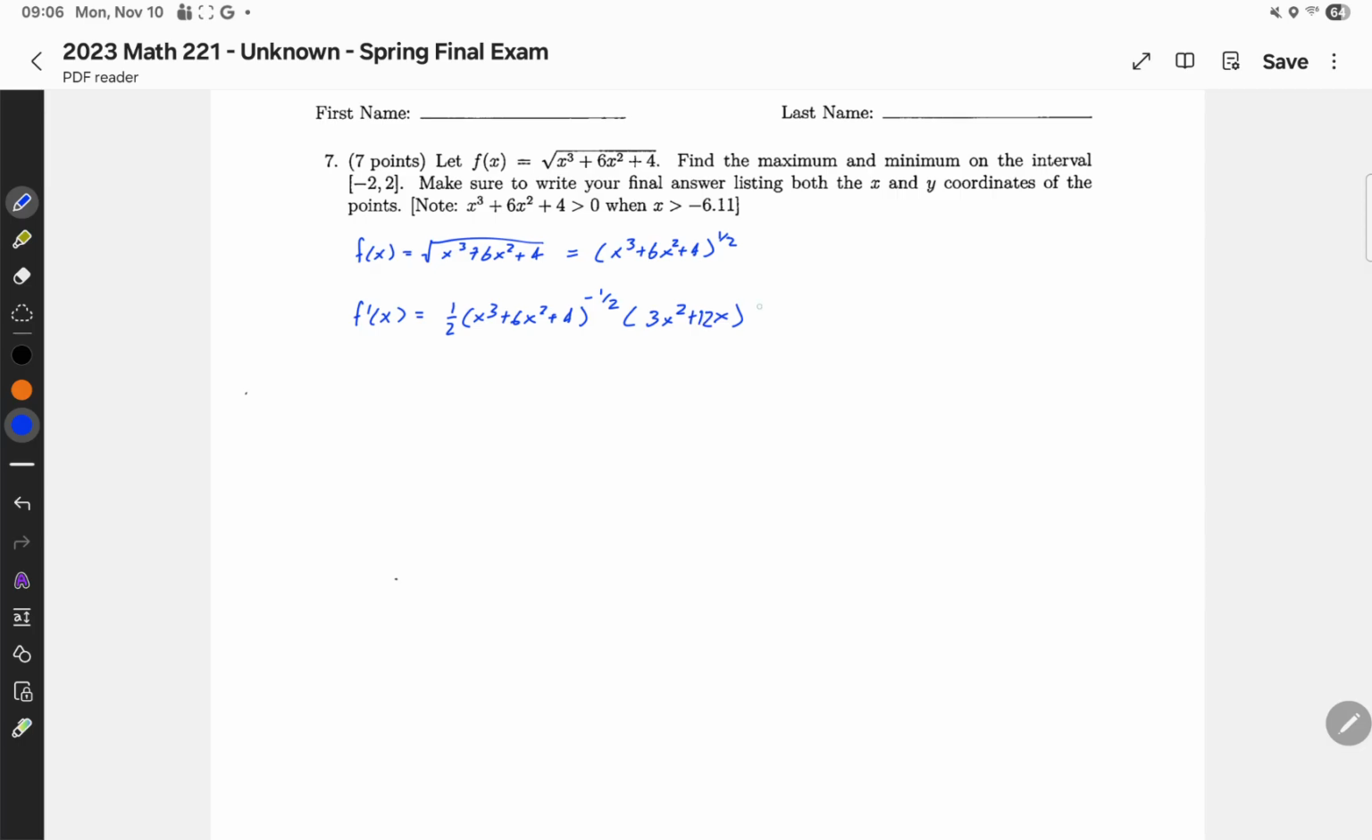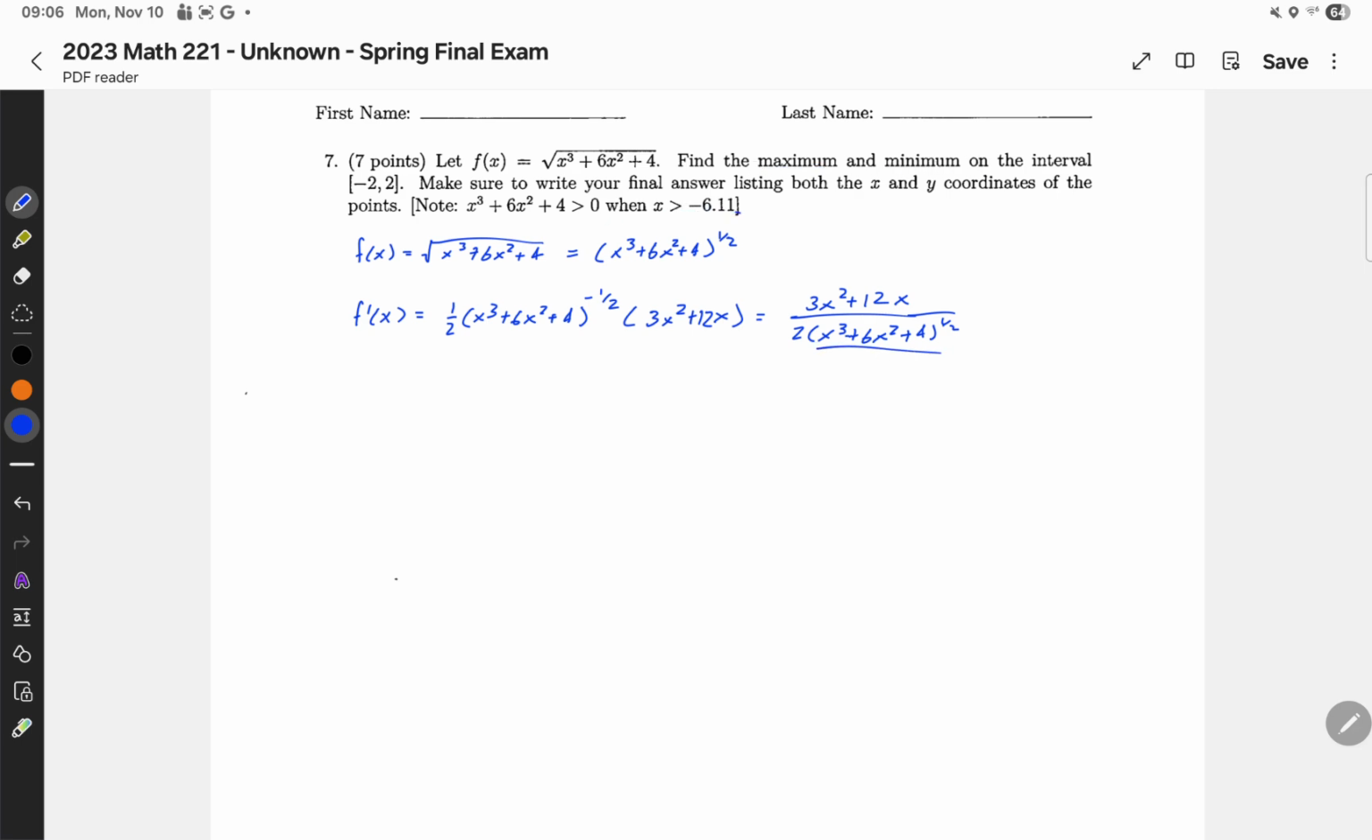And let's go ahead and write this as the full fraction. This is going to be (3x squared plus 12x) over 2 times (x cubed plus 6x squared plus 4) to the 1/2 power. Okay, so we're interested in finding the maximum and the minimum. Because we know that this term right here is positive, we don't have to worry about any weird asymptotes.